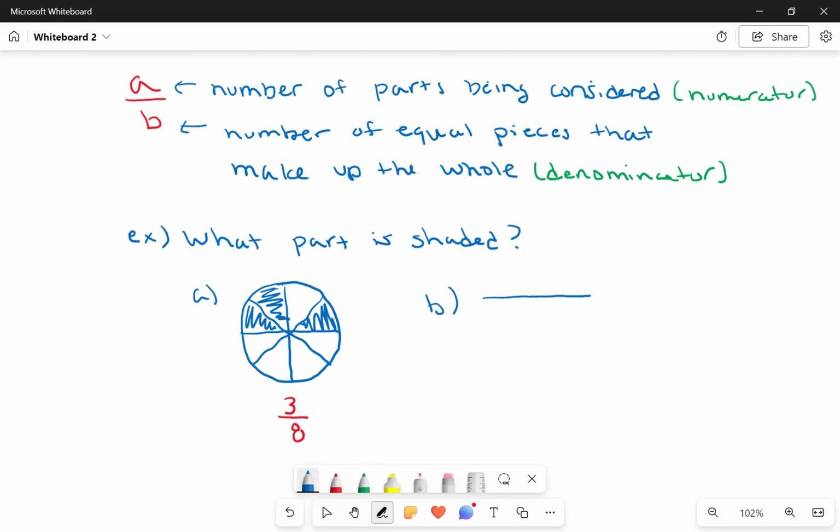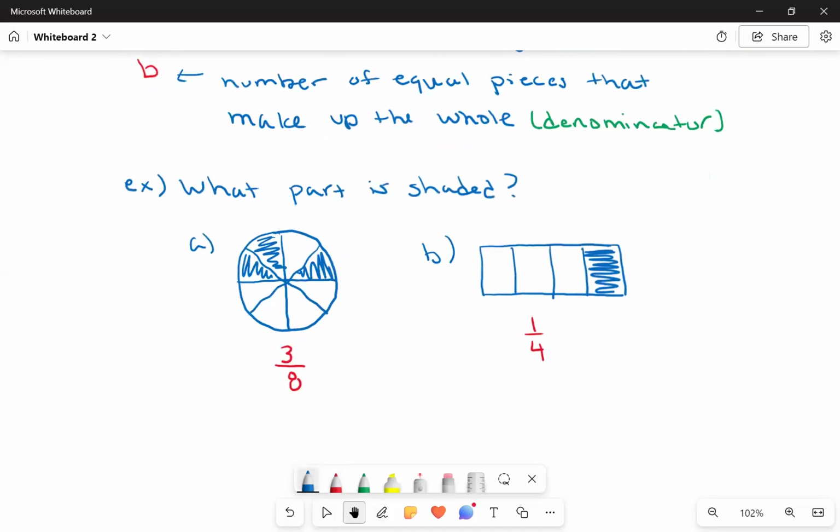Okay. And then the other real common one we like to use, it's a little easier to draw, is a rectangle. And let's go ahead and we'll keep it simple. Divide it into 4 pieces. And I'm going to shade this one. So this would be 1 out of 4.